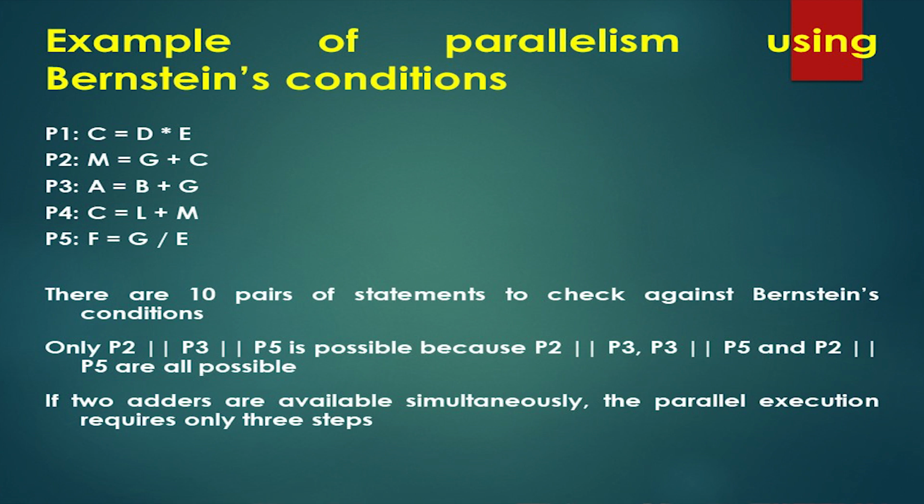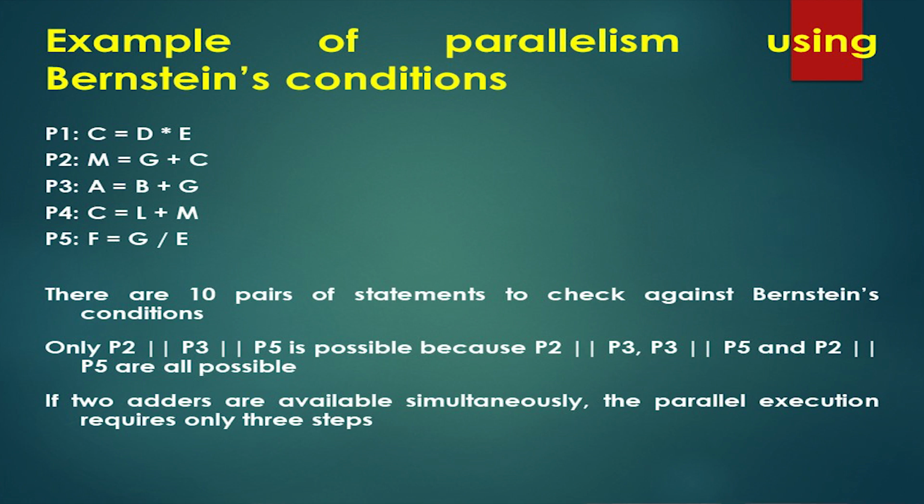Now look at an example of parallelism using the Bernstein conditions. Here 5 processors are available, each with some piece of code. From these 5 statements, we need to identify which processors we can execute in parallel and which we need to execute sequentially. Look at the code. For example, take processor 1 and processor 2. What is the code of processor 1? C = D * E. And the next is M = G + C.